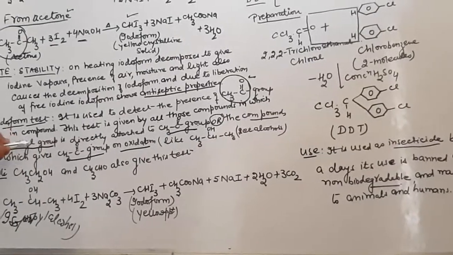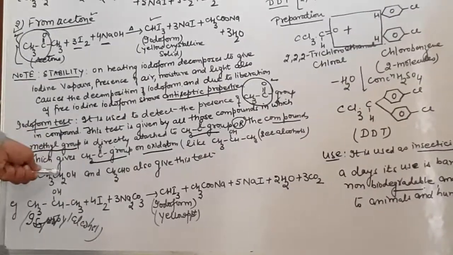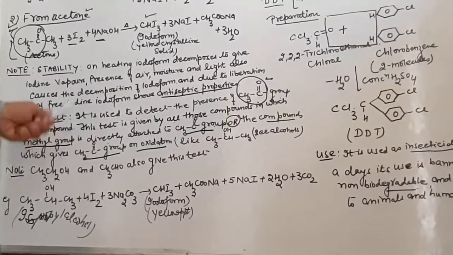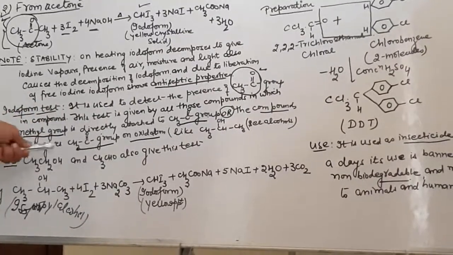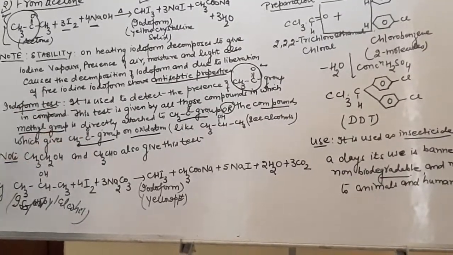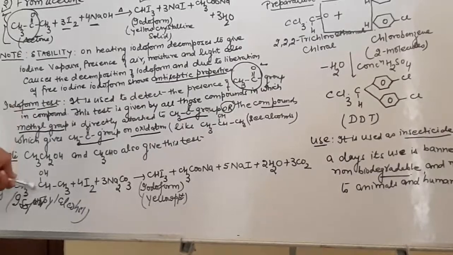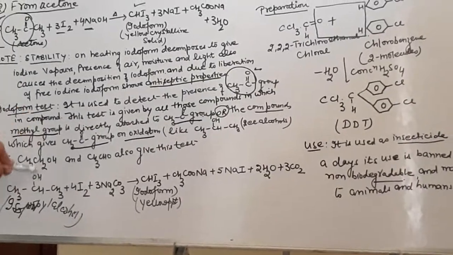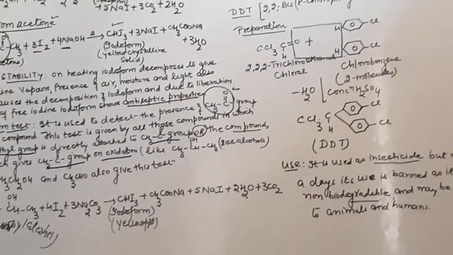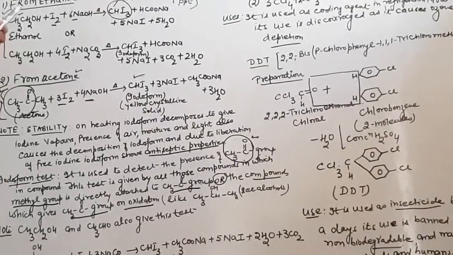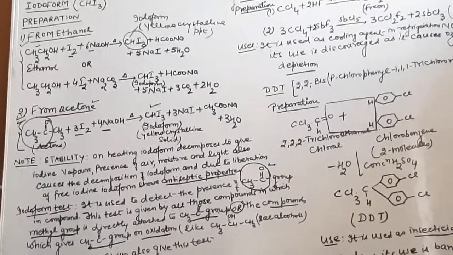Suppose the question is, give the chemical test to distinguish between tertiary butyl alcohol and secondary butyl alcohol. So the answer will be by iodoform test. This test you will be doing in the laboratory also in the identification of alcoholic compounds. So I think the iodoform must be very clear. Very few points for the iodoform are written over here.